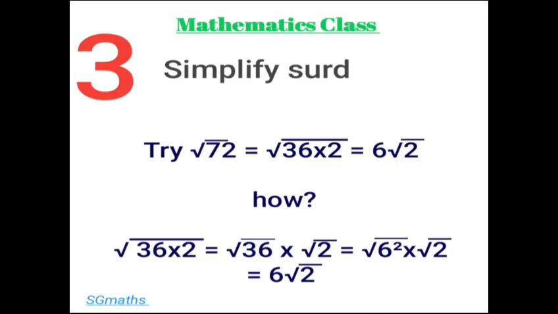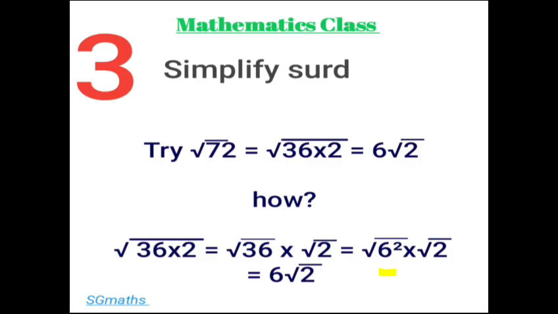Then how do we get 6 root 2? Okay, let me explain further. Root 36 times 2 will give us, separate that root, give 36 its own root, that is root 36, then multiply it by 2 also. 2 should have its own root as well. We have root 2. Then recall that this 36 can have the power of 2. That is, we can have it as 6 raised to power 2. That is, 6 can have the power of 2 to give us 36. So we have the main root, and 6 raised to power 2, which is going to give us 36, right? Times root 2.